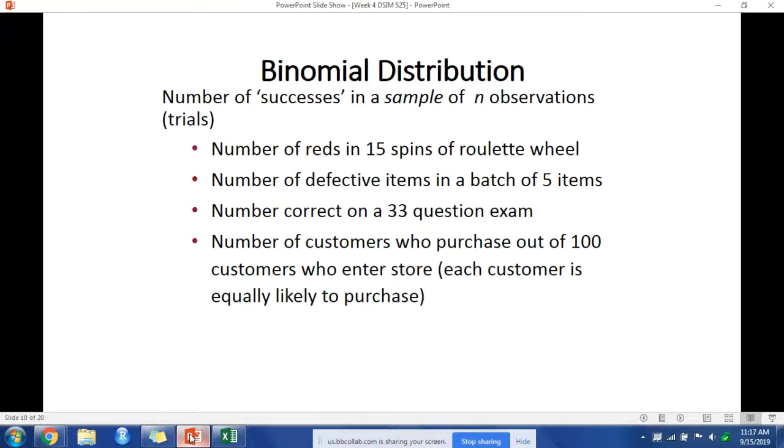A binomial distribution is built off of a variable that can have only two outcomes, such as heads or tails, or the number of correct answers on a test. You are either right or wrong, and thus there are two potential outcomes.